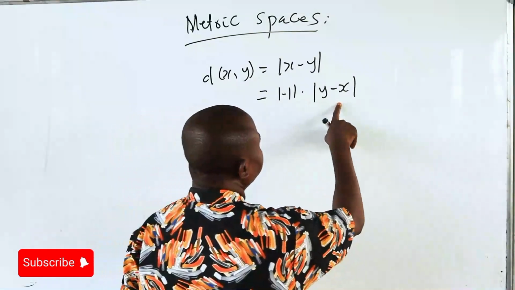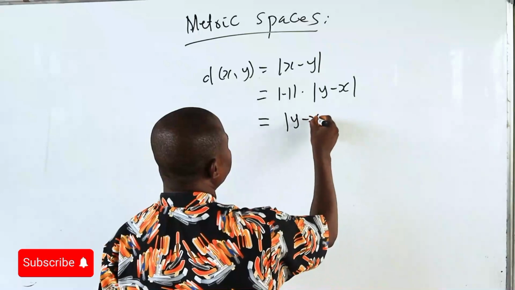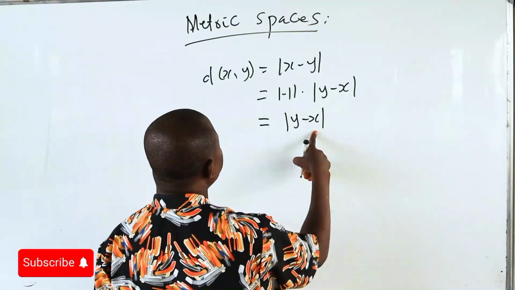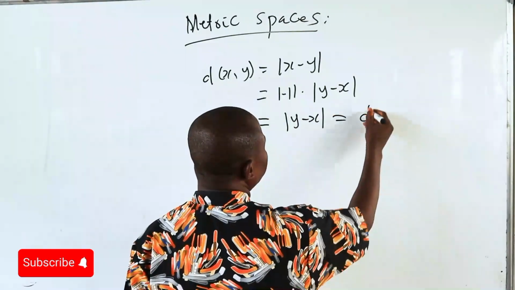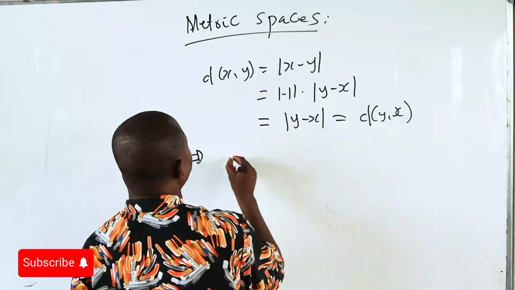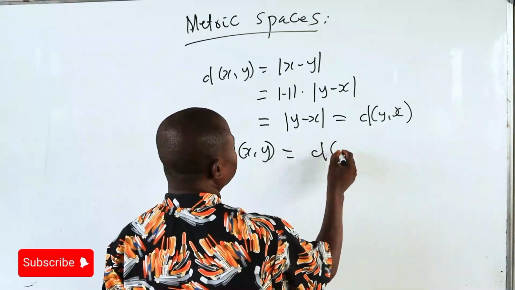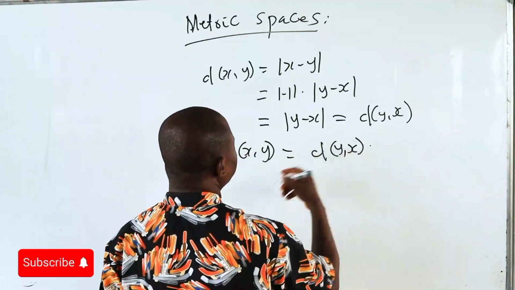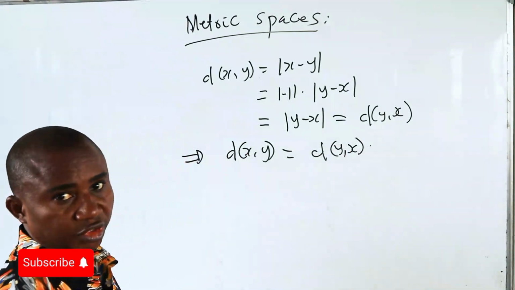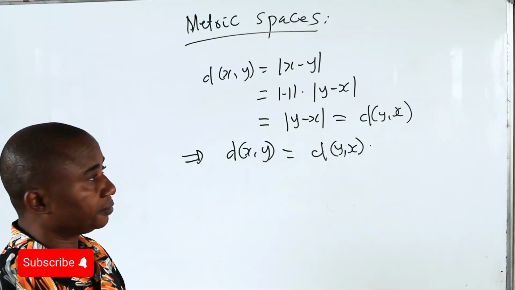You multiply this by this, you get itself. So this is the same as absolute value of y minus x. According to the definition of d, this is nothing but d(y, x). So what we've gotten is d(x, y) is the same as d(y, x), verifying the symmetric condition. So this function satisfies the symmetric condition.